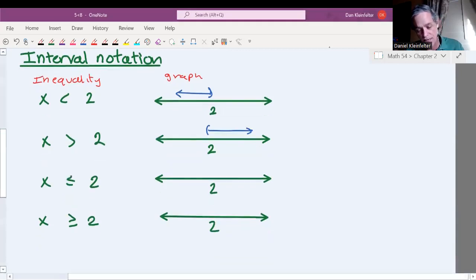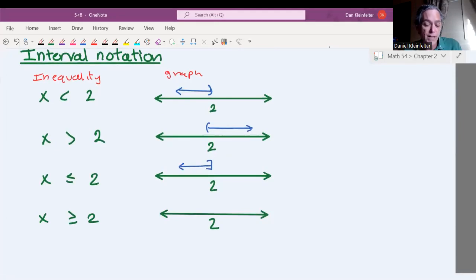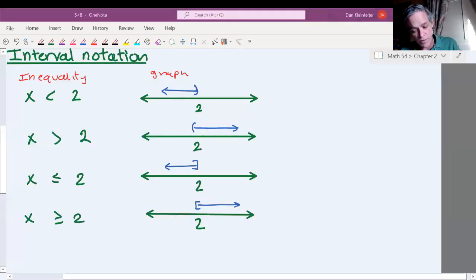The 2 itself is not included. For x less than or equal to 2, it'll be the numbers from 2 to the left, and I've got a square bracket on the 2. For x greater than or equal to 2, square bracket on the 2, arrow going to the right.